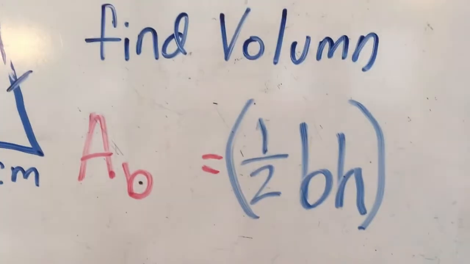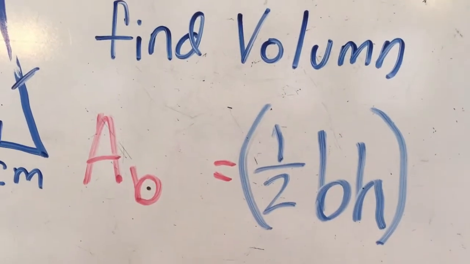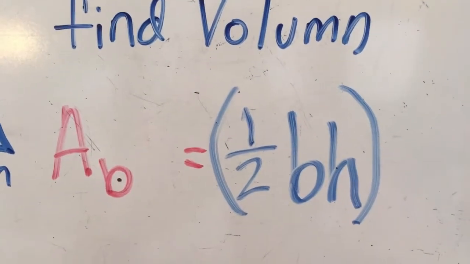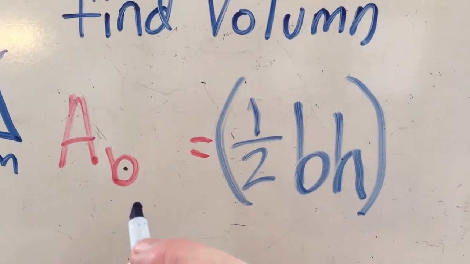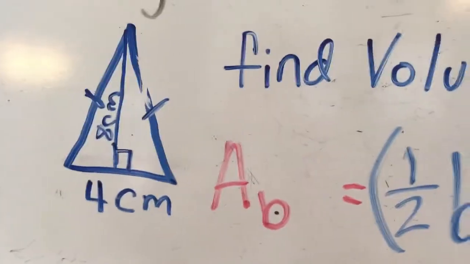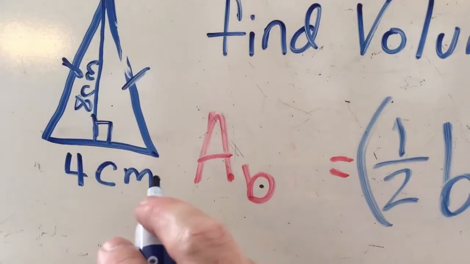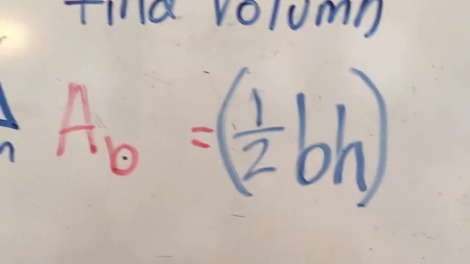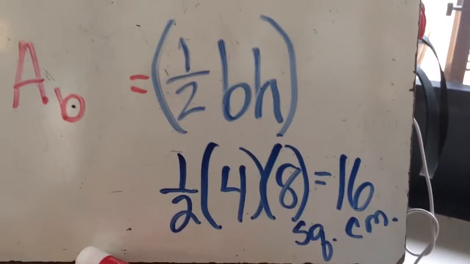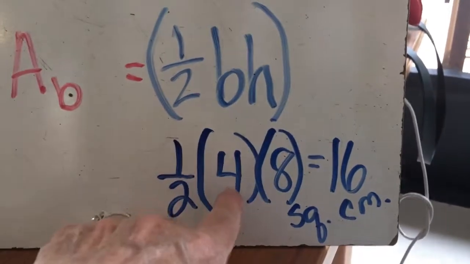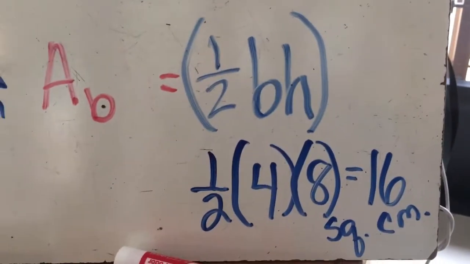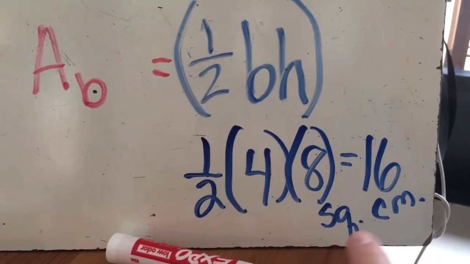So now how are we going to find the volume? Okay, remember that the volume of a right solid is going to be area of the base times the height. So the first thing we have to do is find the area of the triangular base. The area of a triangle is 1/2 base times height. On our triangle, we'll call the base 4 and the height 8 centimeters. So we have 1/2 times 4 times 8, according to our figure. And 1/2 of 32 is 16 square centimeters.